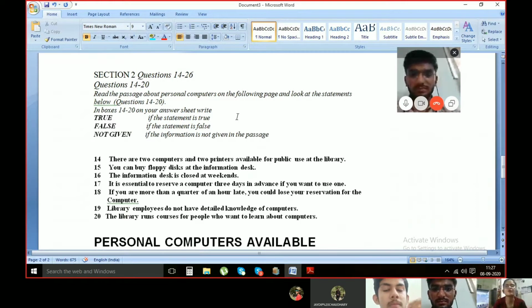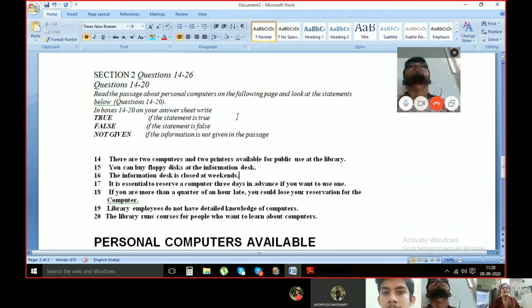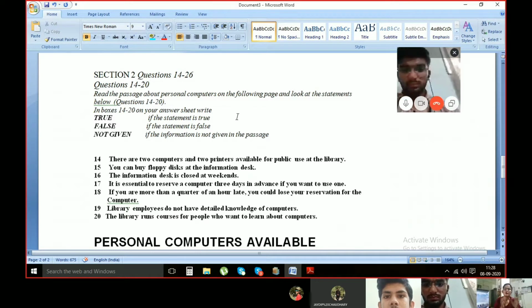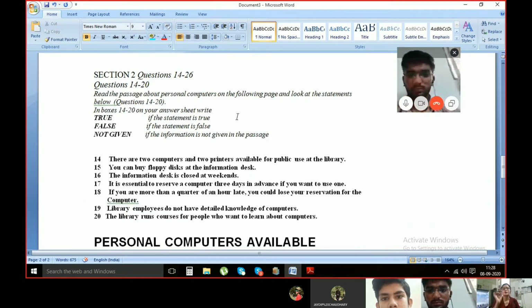Today's lecture is about true, false, not given. True, false, not given means what? It means checking whether the information given in the questions matches the information given in the passage or not. If there is a match between the information in the question and the passage, then it is true. If the information in the question is not matching the passage, then it is false. If there is missing information in the question, then it is not given.